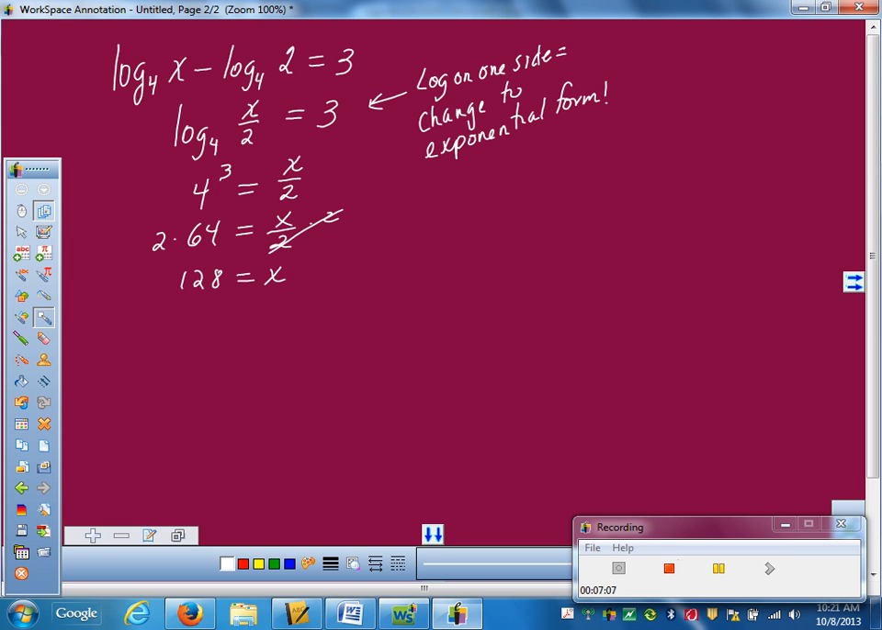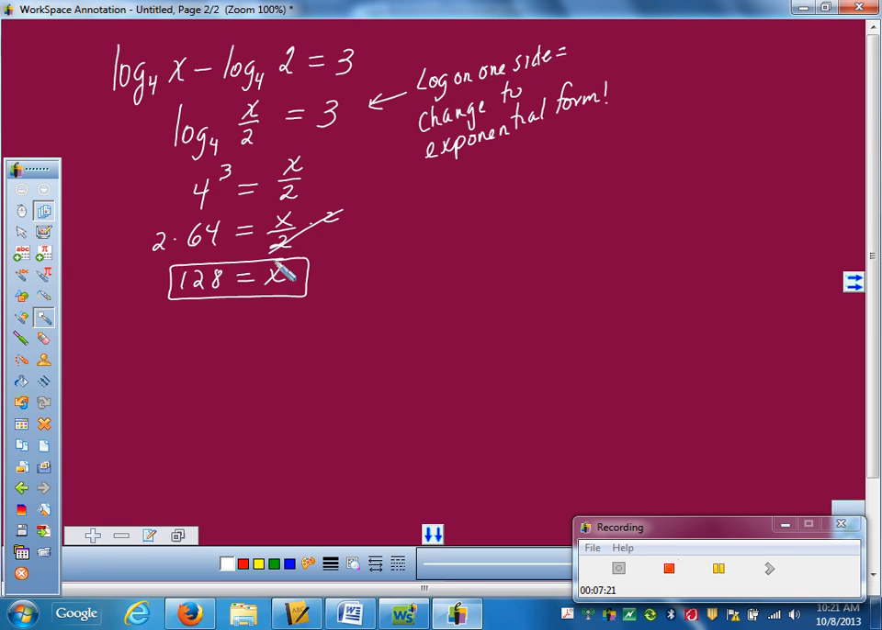Do I need to check? You need to ask yourself, if I put 128 in for the x, would it be positive? Yes, it would. So that's your solution. The key thing is watch whether you have logs on both sides or just one side.